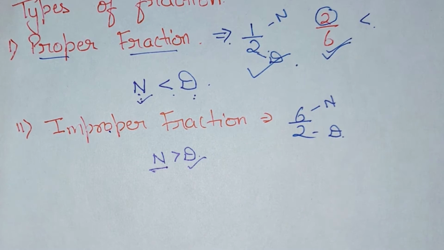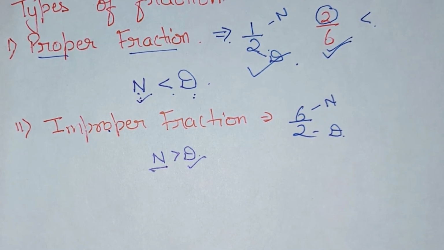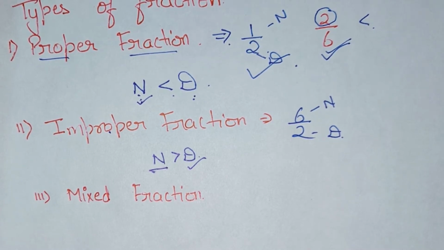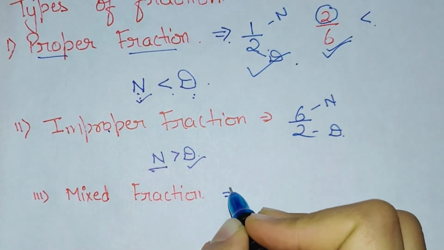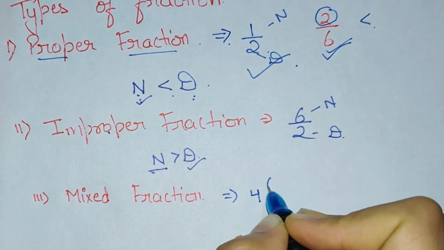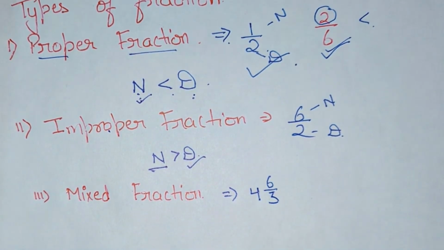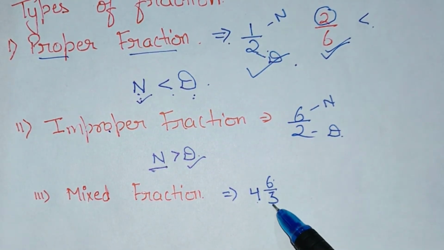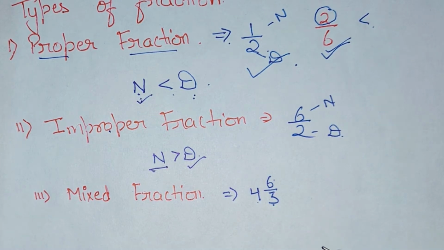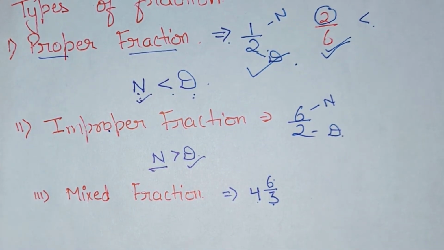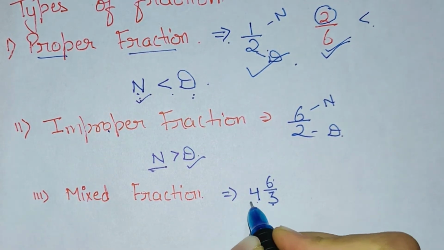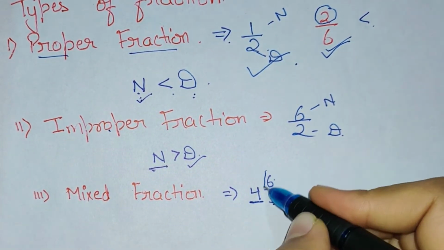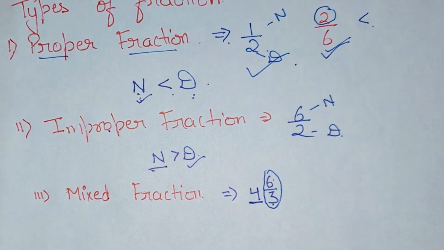Now we have the third type of fractions which are called mixed fractions. For understanding mixed fractions, let us take an example: 4 6 by 3. This is how we speak mixed fractions. Now what are mixed fractions? In mixed fraction, one part is whole and the other is a fraction. As here 4 is the whole part and 6 upon 3 is the fraction. So we call it a mixed fraction.